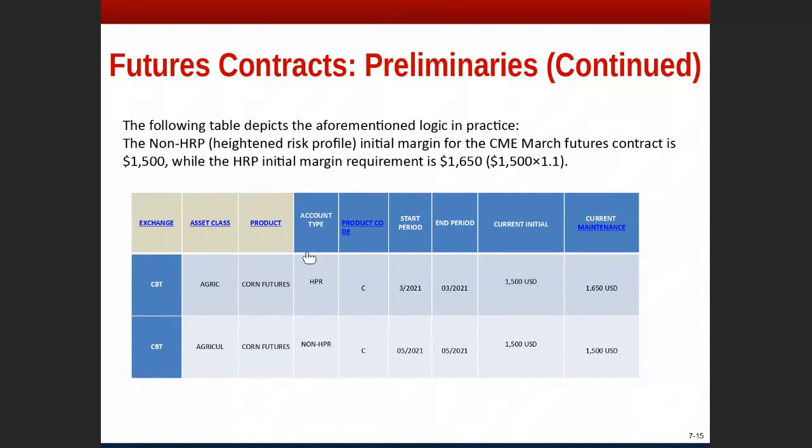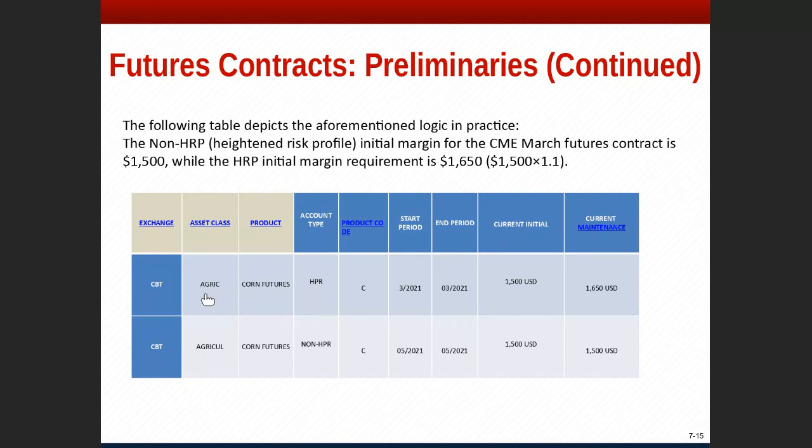Now, the non-heightened risk profile initial margin on the Chicago Mercantile Exchange March futures contract is set at 1,500, while the heightened risk profile initial margin requirement is 110% of that. That is, if you take 1,500 times 1.1, you get 1,650. What does all of this mean?